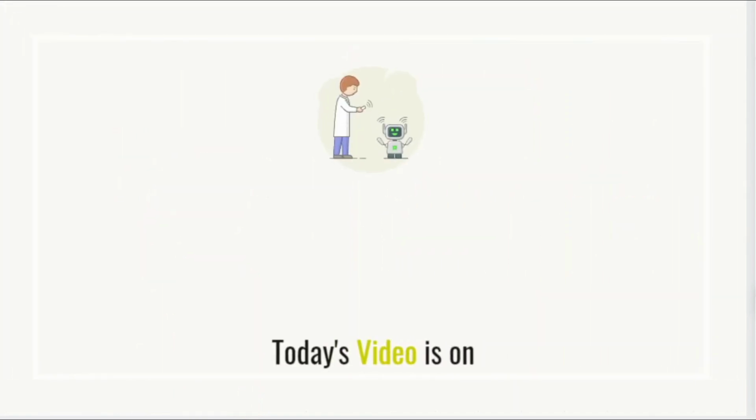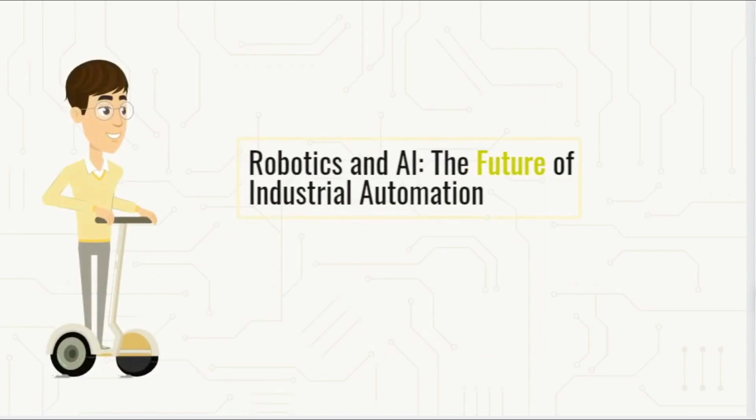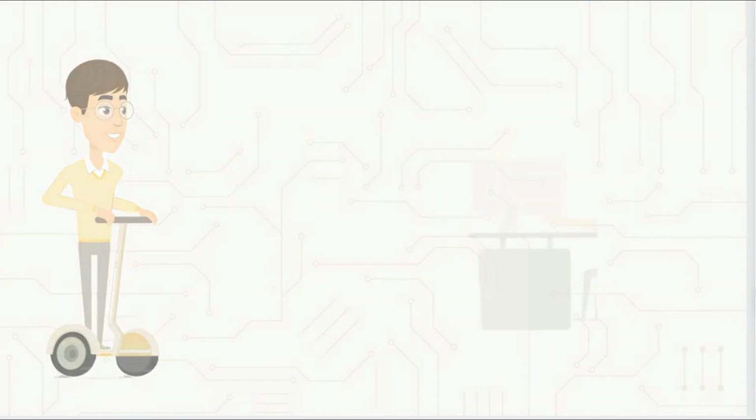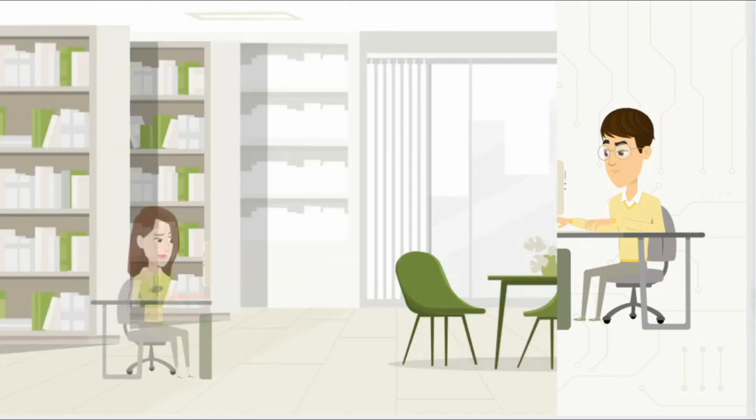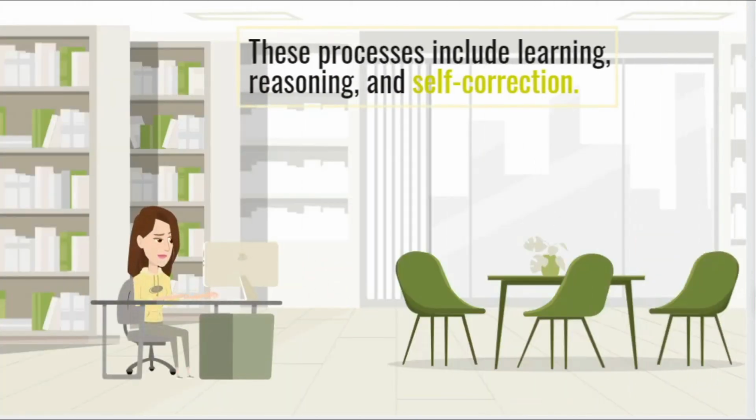Today's video is on Robotics and AI, the future of industrial automation. AI, or artificial intelligence, is the simulation of human intelligence processes by computer systems. These processes include learning, reasoning, and self-correction.